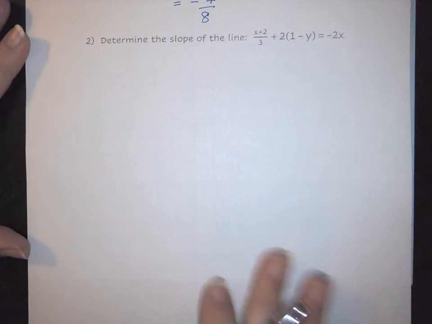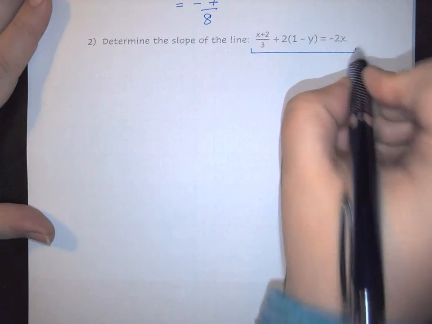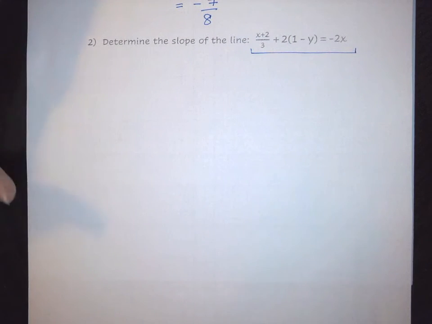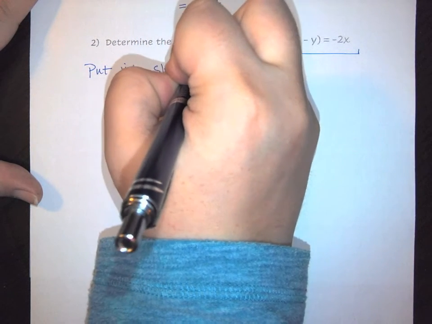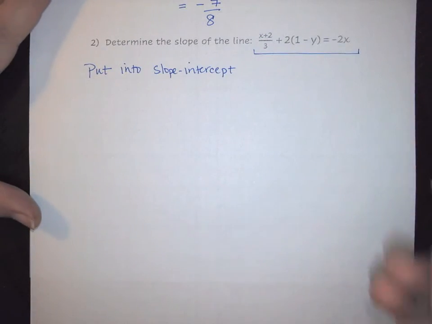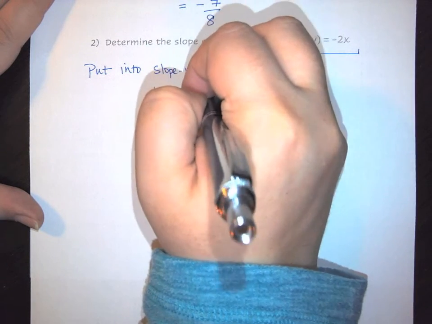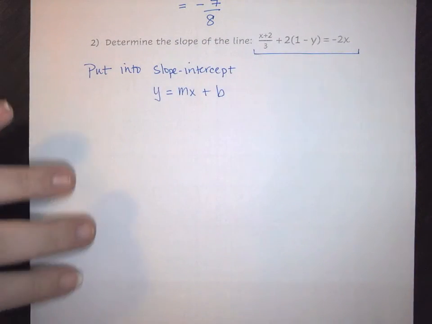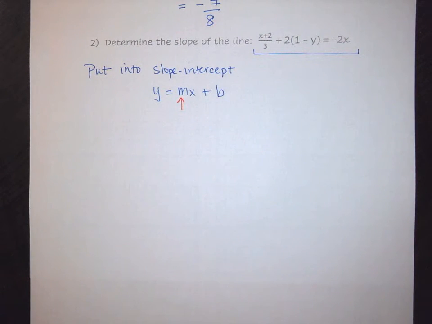Now, in this next example, you can see that I want to determine the slope, but I have this very funky looking line here. So what I have to do with this is unscramble it, or put it into slope-intercept form. Now, if you remember, slope-intercept form is going to be y equals mx plus b. And in putting it in this form, we will clearly be able to pick the slope directly out of the formula itself.